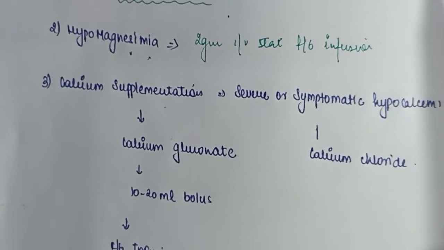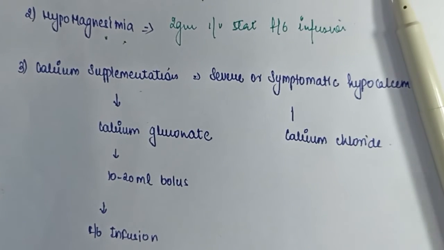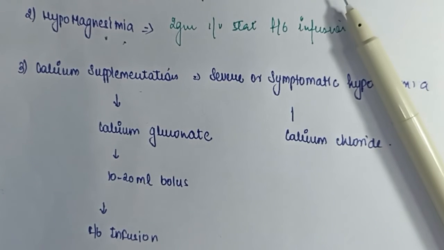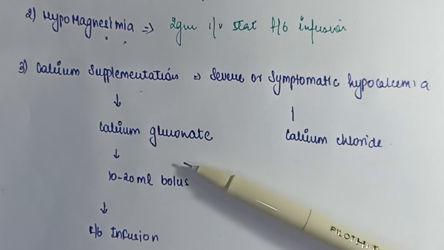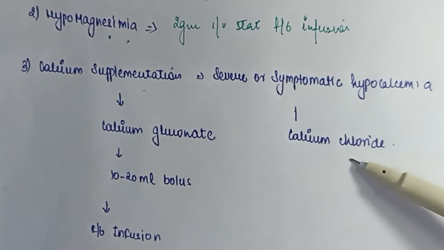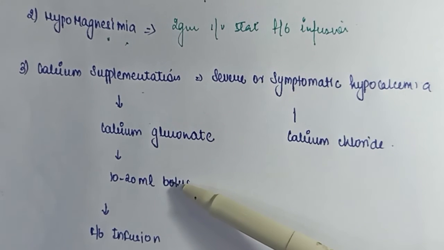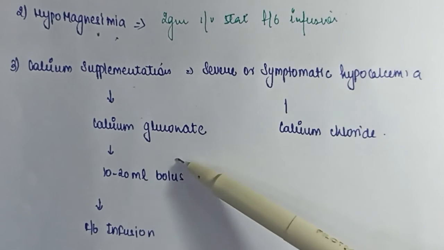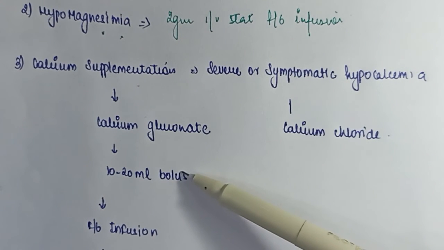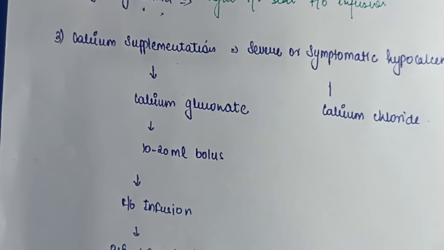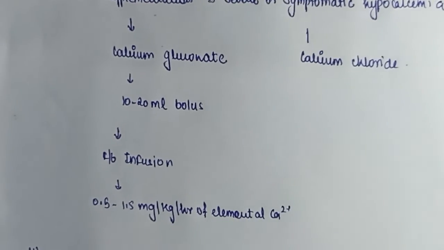Whether we have to give IV or oral calcium depends upon the etiology and severity of the hypocalcemia, whether it is an acute severe form or a chronic mild form. In acute severe form, if the patient presents with seizures or laryngospasm, then give IV calcium supplements. It can be calcium gluconate or calcium chloride. We prefer calcium gluconate because it has fewer chances of tissue necrosis if there is any extravasation. We can give a 10 to 20 ml bolus followed by infusion. This is the acute management of hypocalcemia.